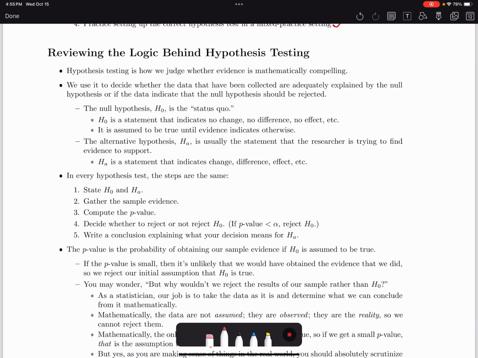Hypothesis testing is how we judge whether evidence is mathematically compelling. We use it to decide whether the data that have been collected are adequately explained by the null hypothesis, or if those data indicate that we should be rejecting the null hypothesis. So in hypothesis testing, we think of the null as the status quo. It's what we assume to be true until we have evidence otherwise. It indicates no change, no difference, no effect. Whereas the alternative hypothesis is usually the statement that we're trying to find evidence to support, and it's going to be a statement that indicates that there is a change or a difference or an effect.